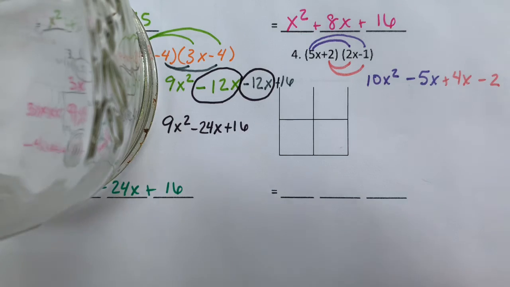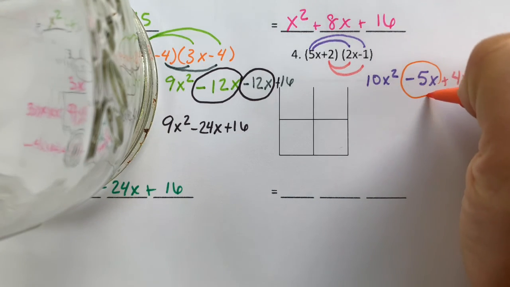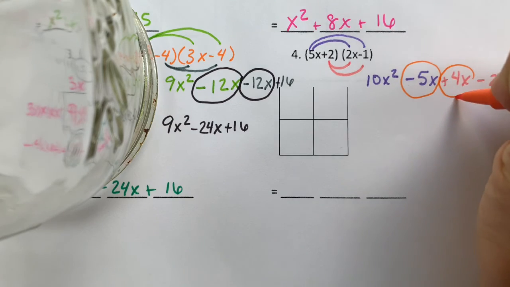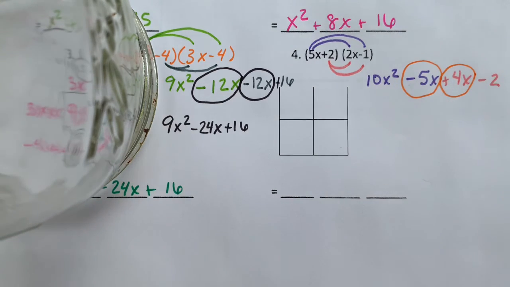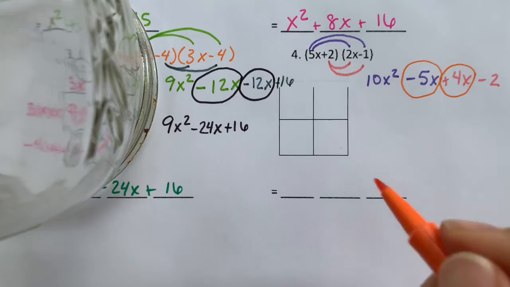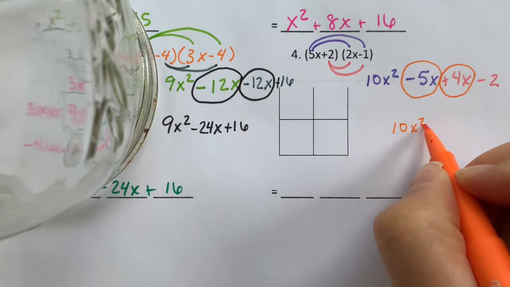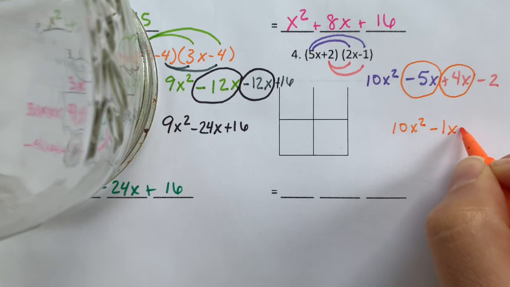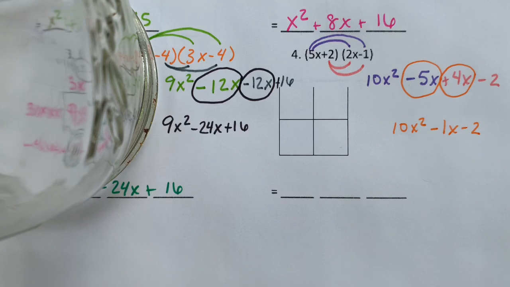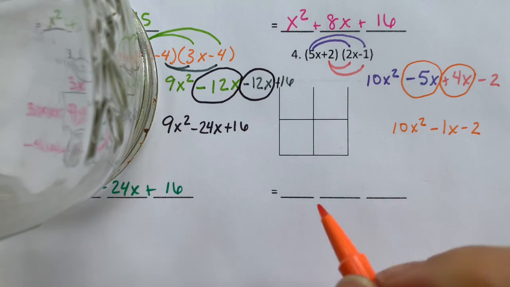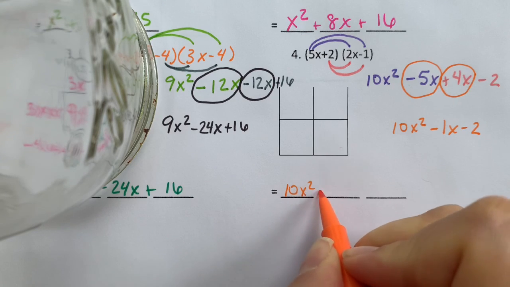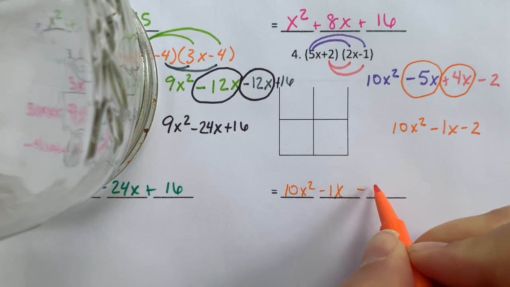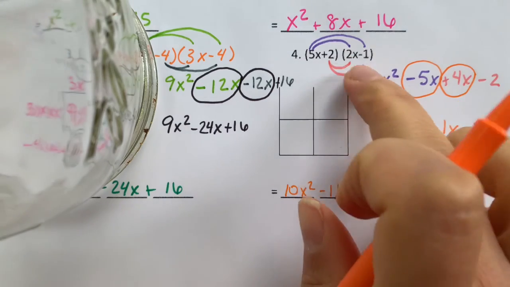I have to add anything that's exactly the same, which are my x's. Notice they both just have an x, not an x squared. So I will have 10x squared. Negative 5 plus 4 is a minus 1x minus 2. And I didn't quite leave myself enough room there, so I will let you do the box method if you prefer. Otherwise, you can do the double distribution.